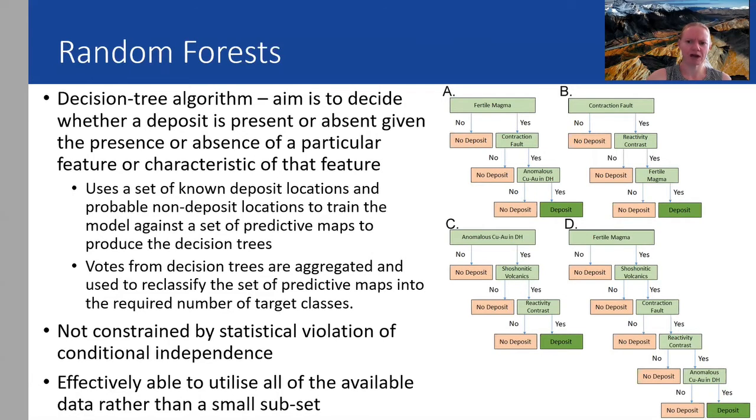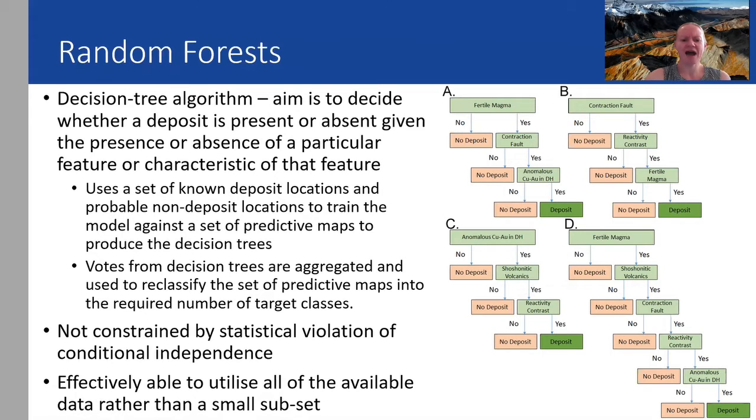So basically what it does, it goes through and picks out a random subset of predictive maps from the total number of predictive maps, and basically tries to decide whether a deposit is present or absent, given the presence or absence of the particular feature in each of those maps. And then it aggregates those votes together to reclassify the entire set of predictive maps into the required number of target classes, which in this case we have 2 target classes, which is prospective and unprospective, or deposit and not deposit.